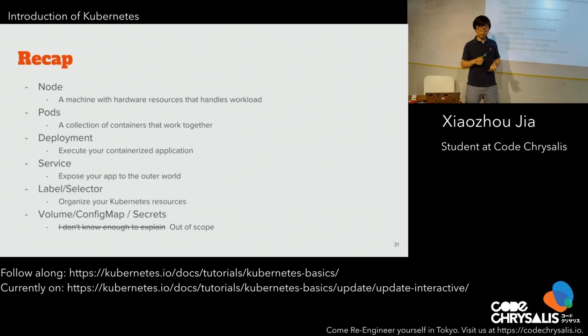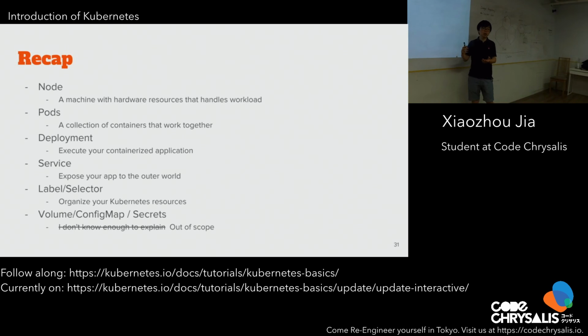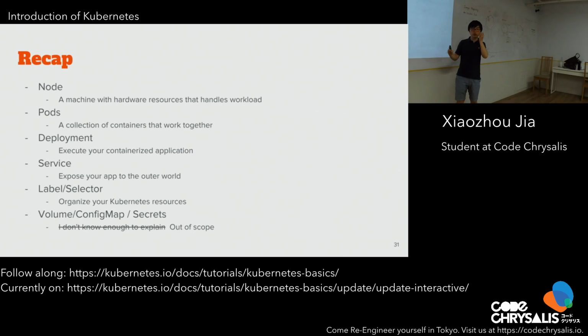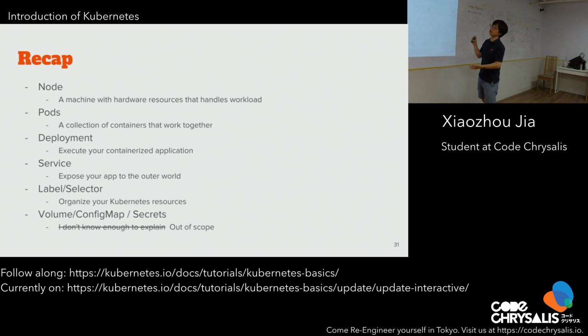Node is a machine, be it a virtual machine or a physical machine. A node is somewhere with computing resources we can run our application on. Pod is a collection of containers that work together. It says that way, but for this point, just remember, one pod, one container, or one pod, one main process.